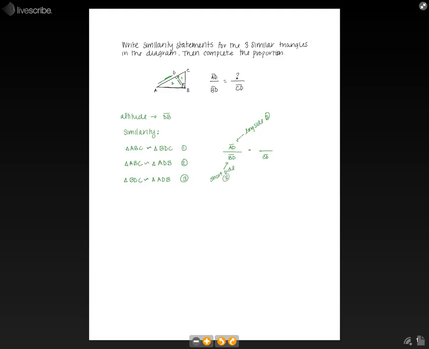Okay, so CD right here is part of triangle 1, right? So it is the short side of triangle 1. So what we need up here is the long side of triangle 1. Okay, so the long side of triangle 1 is actually BD. So that's how we complete that proportion.